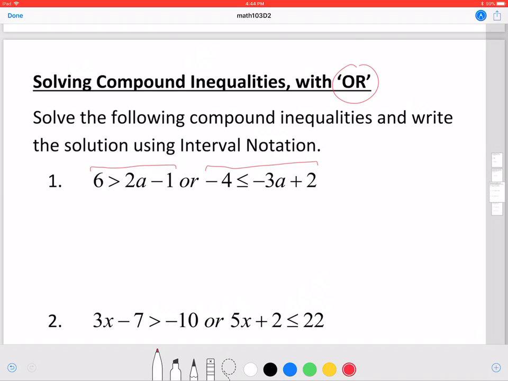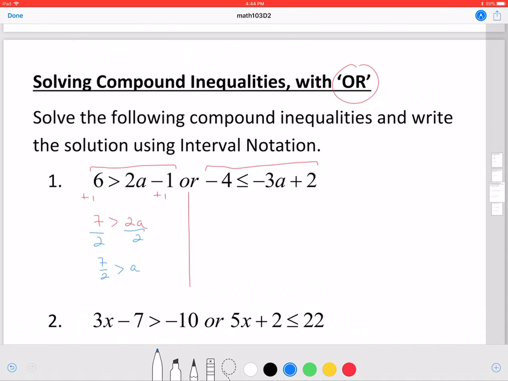We're just going to solve these separately. I'm going to draw a line in between. First, we will add 1 to both sides. So we have 7 is greater than 2a, divide by 2, and we simply have 7 over 2 is greater than a. We'll just leave it at that for now, and let's move on to the second one.